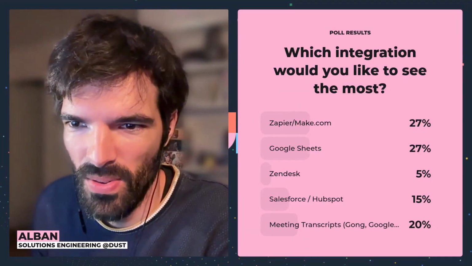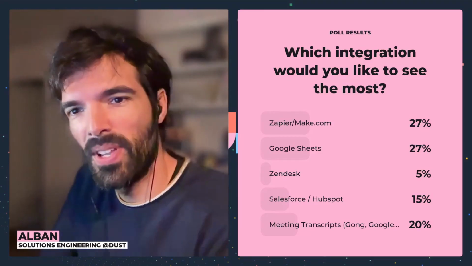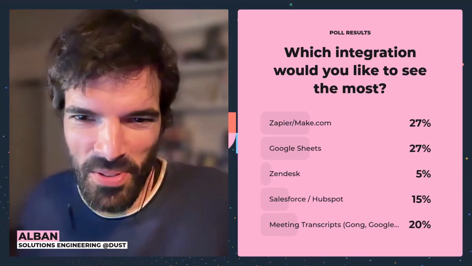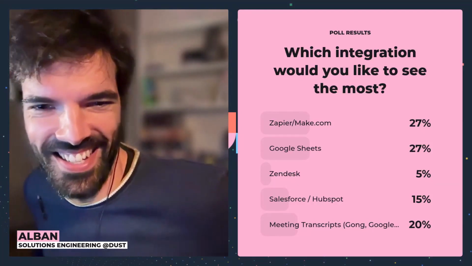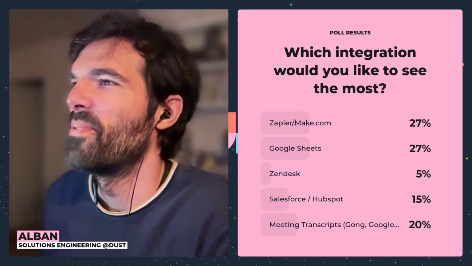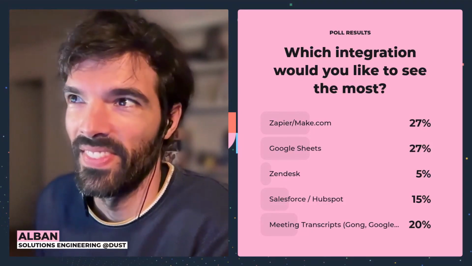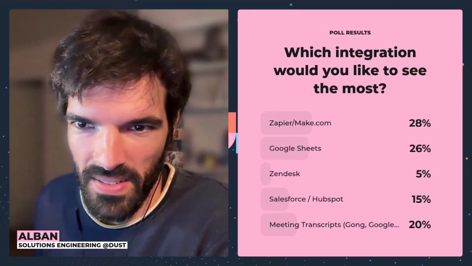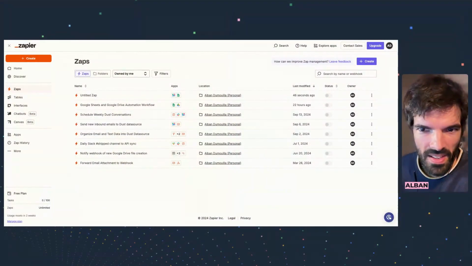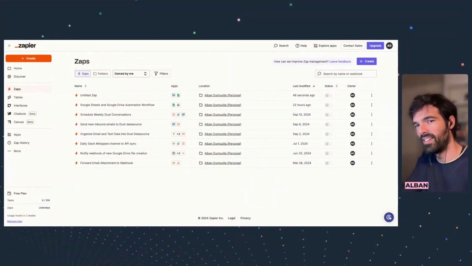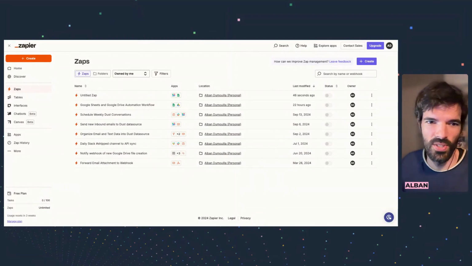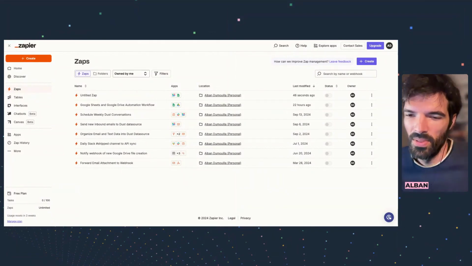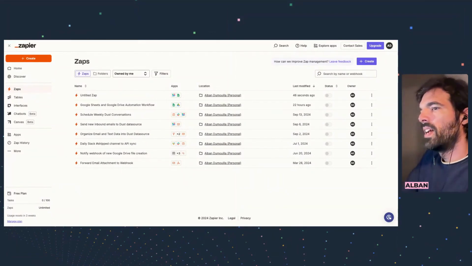Okay, so I guess it's 10:04. We can get started. Well, that's a pretty tough decision to take because we don't have a difference between Google Sheets and Zapier. It's 27% each. So we'll start. Okay, let's start with Zapier. I'm going to share my screen. There we go. You guys can keep voting in the poll. I'll just share my screen and don't hesitate to keep voting and we'll see what will be the next integration that we talk about today.